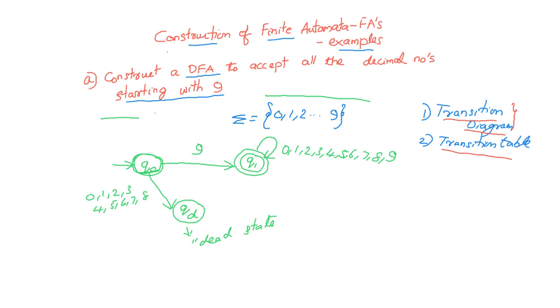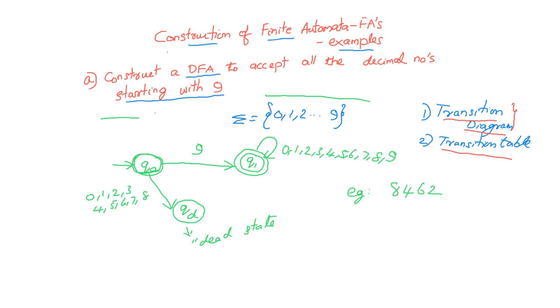So this DFA indicates that if you get a 9 as the initial symbol, then you can go to the final state, and after that you are really not bothered about what kind of alphabet you're getting. For example, let's assume that the string we got is 8462. So what will happen here?